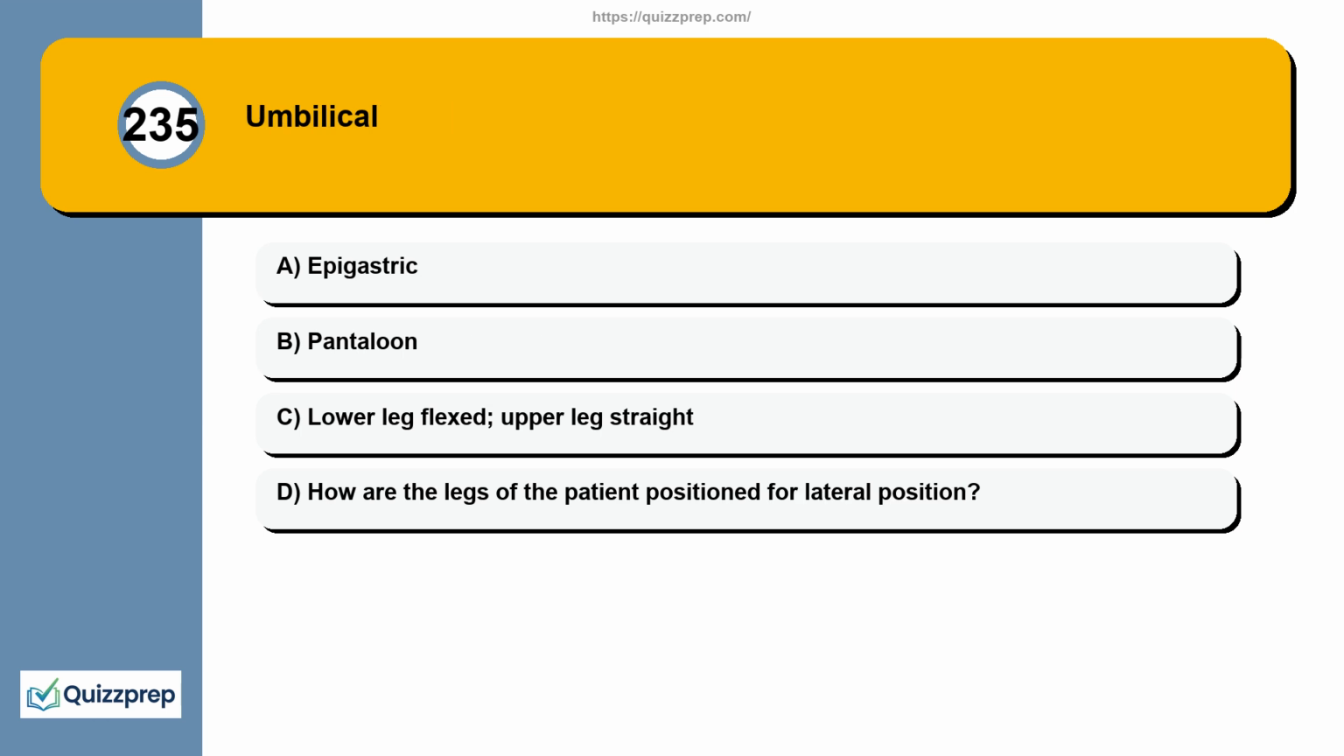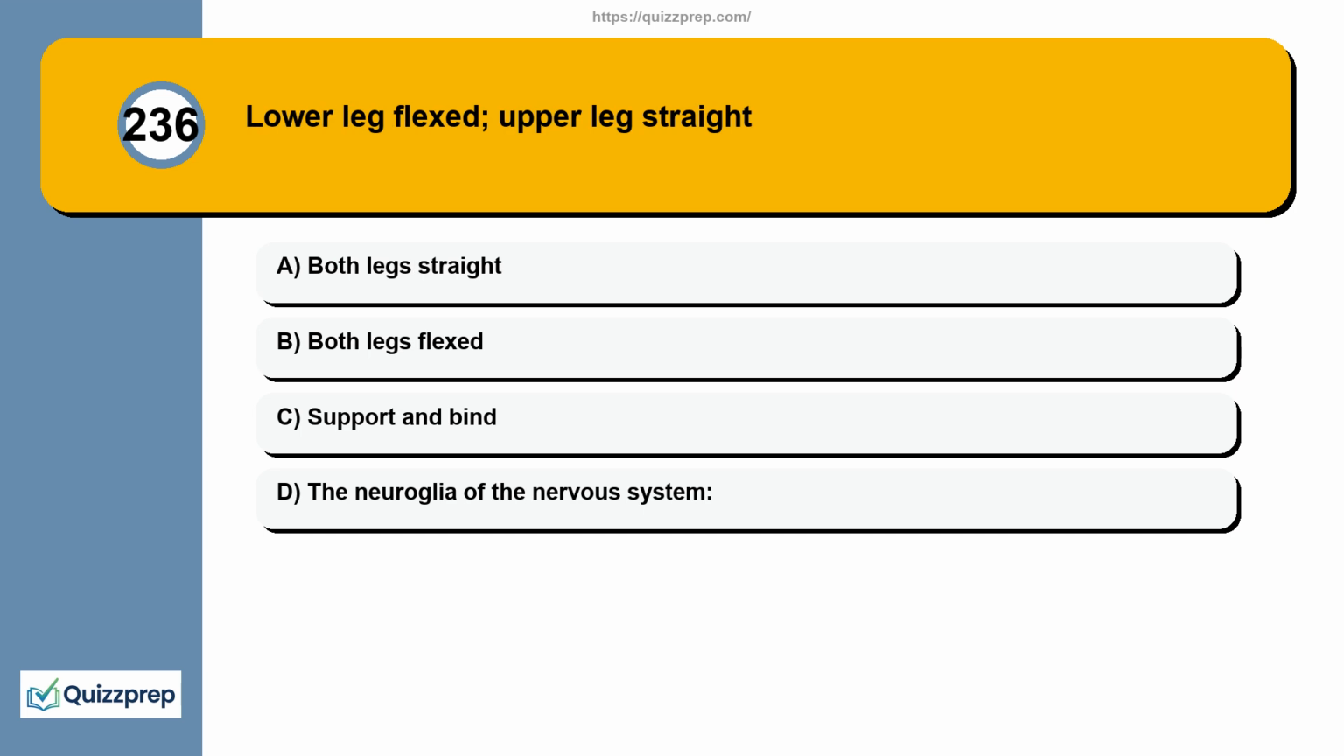Question 235, umbilical. Option A, epigastric. Option B, pantaloon. Option C, lower leg flexed, upper leg straight. Option D, how are the legs of the patient positioned for lateral position? The correct answer is option Nan. Question 236, lower leg flexed, upper leg straight. Option A, both legs straight. Option B, both legs flexed. Option C, support and bind. Option D, the neuroglia of the nervous system. The correct answer is option Nan.